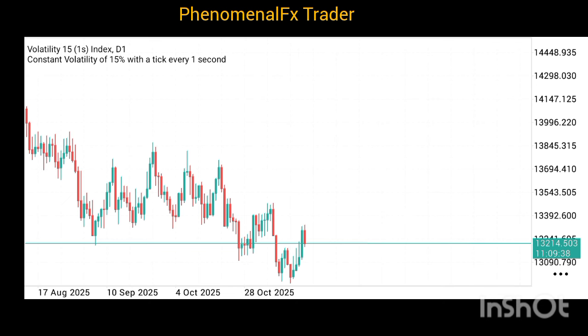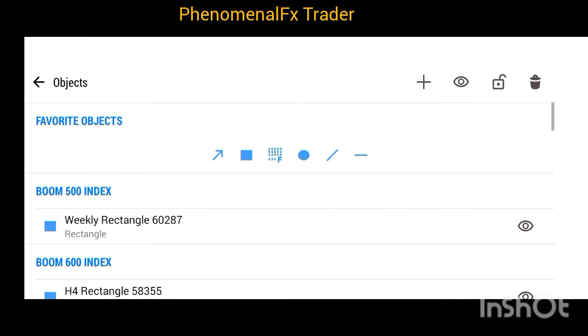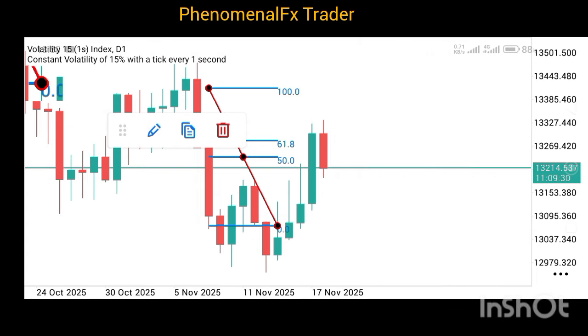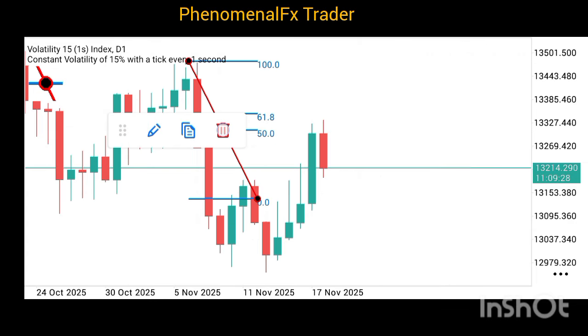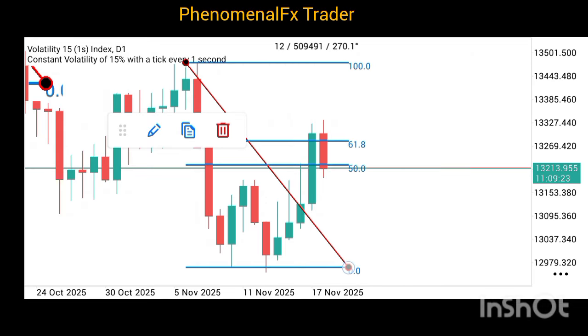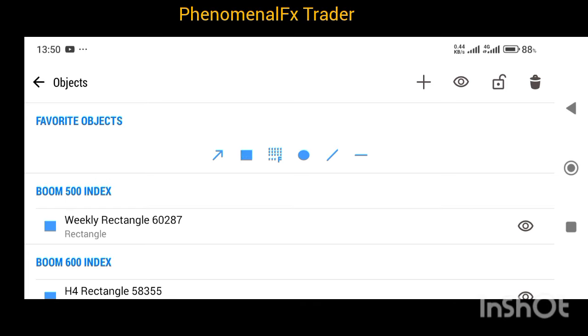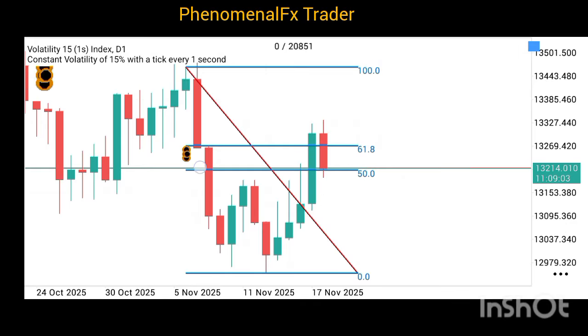Okay, so meanwhile, let me just zoom in a bit. Then we are going to bring the Fibonacci retracement tool to see where the market is. All right, so put it on this new recent lower high to the new lower low the market just created. You can see that the market just went beyond the golden zone. So this is the golden zone.